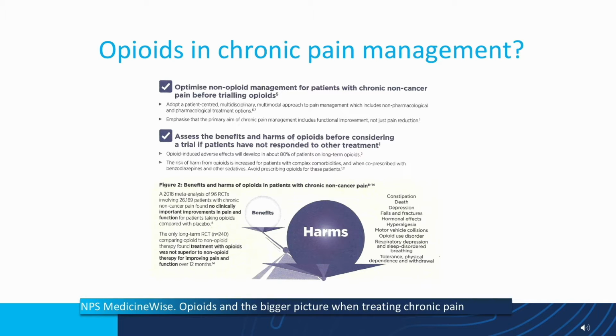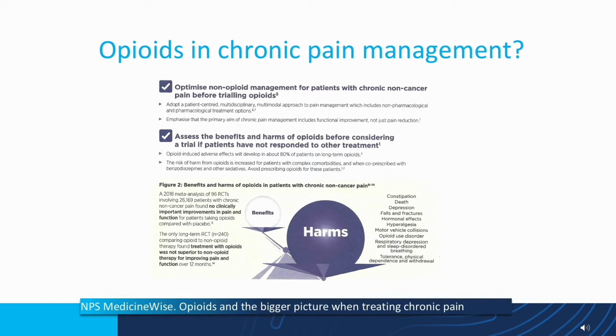Again, this is from NPS MedicineWise. Have a look at the top line. The aim really for managing chronic pain is to optimize non-opioid management for patients with chronic non-cancer pain before trialing opioids. So you've got to have a plan of action, and you've got to have a non-opioid plan of action moving forward. If you're going to use opioids, you need to assess the benefits and harms before considering an opioid trial, and these are in patients that have not been responsive to other treatments.